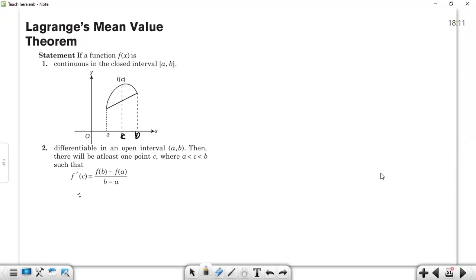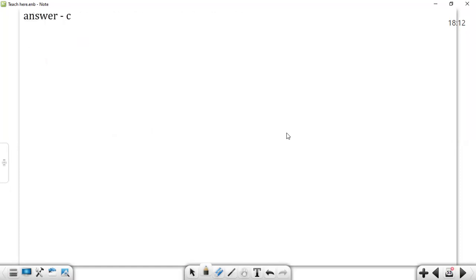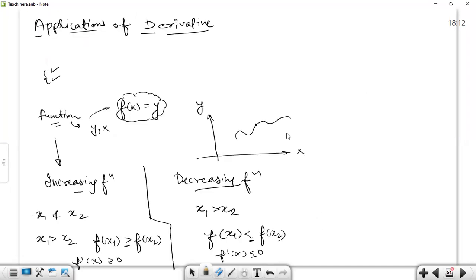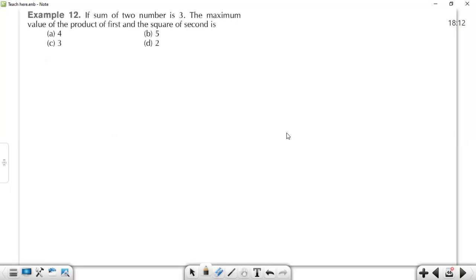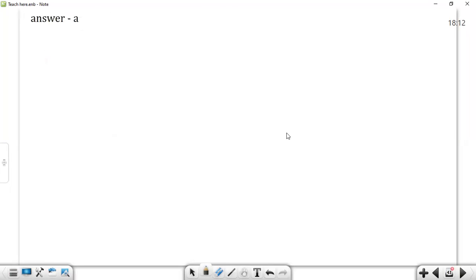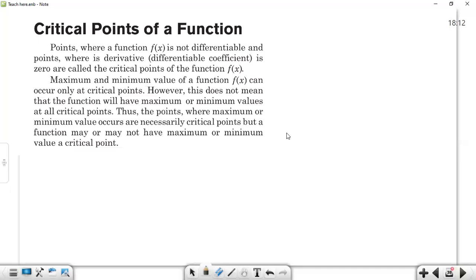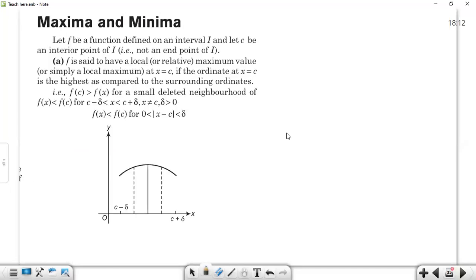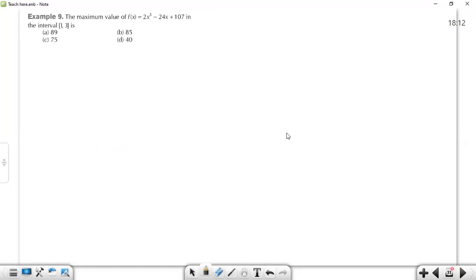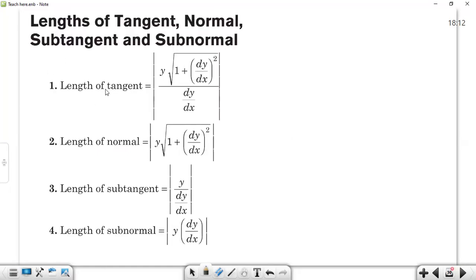Okay, sir. So this is about Lagrange's mean value theorem. I guess this completes our chapter. Yes, there's one more concept remaining, the length of tangents and the subtangent. Basically these are nothing, you just have to remember some formulas for finding the length of tangent and the length of subtangent. For finding the length of tangent, you first have to find out y, and all those values will be known to you. Just substitute those values in these formulas and you'll get the length of tangent.